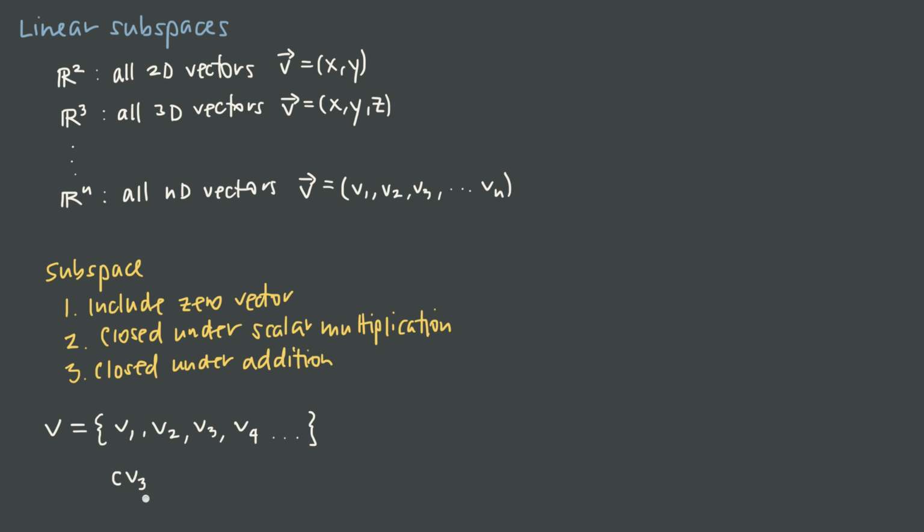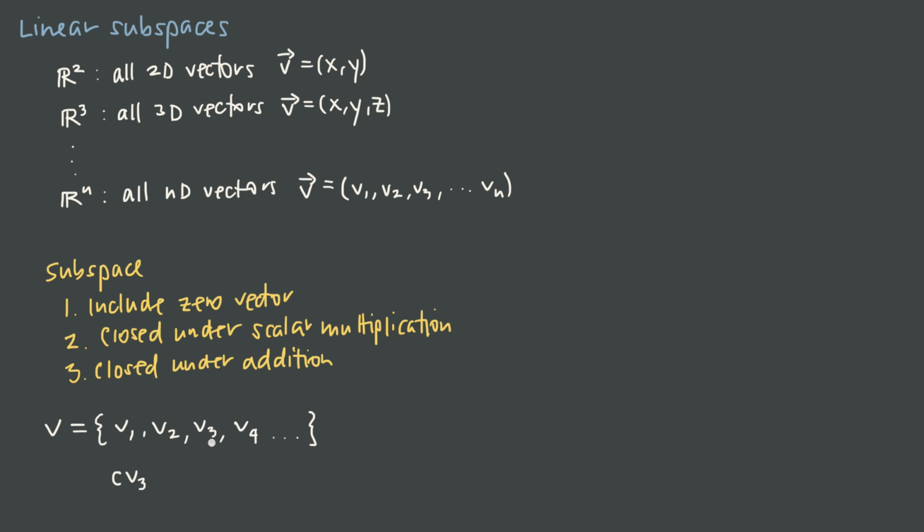C times V3 must still be in my vector set somewhere in order for the set V to be closed under scalar multiplication. If I can multiply V3 by any scalar, C, and get a vector that isn't already included as part of the set V, then V is not closed under multiplication. And I have to be able to do that with every single vector in the set. So I need to be able to multiply V1 by any scalar that I want to. I need to be able to multiply V2 by any scalar that I want to, multiply V3 by any scalar that I want to.